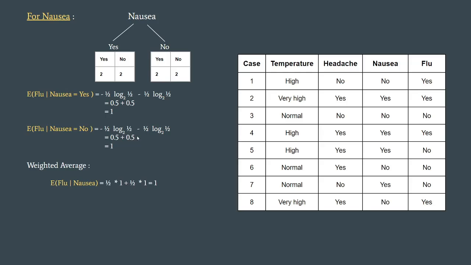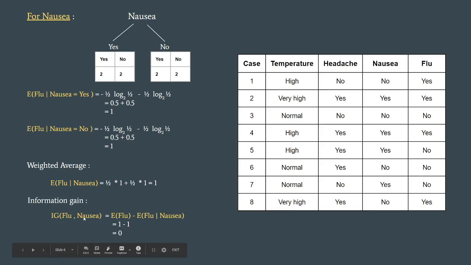After finding the weighted average, we have 4 for yes and 4 for no class. So 4 by 8 and 4 by 8, which is 1 by 2, into entropy of this, 1. 1 by 2 into 1 plus 1 by 2 into 1 is 1. And information gain on flu from nausea is equal to entropy of flu minus entropy of flu on nausea. 1 minus 1 is 0.